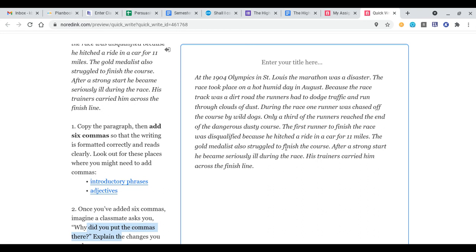Just read carefully. The easiest way to find them is to read this passage out loud. Every time you take a natural pause, that's where a comma would probably end up going to help the flow of your writing. So that may help when you're doing this section.